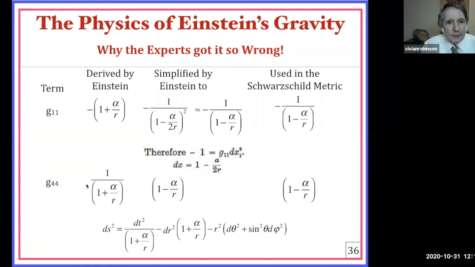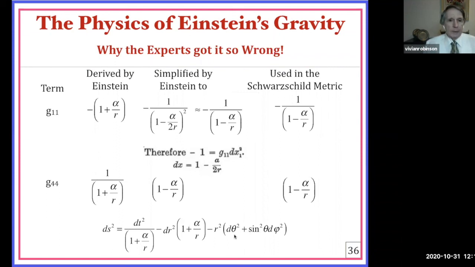Einstein derived G44 equals 1 over 1 plus alpha over r. He wrote it in his paper as the approximation 1 minus alpha over r, which of course, again, when alpha over r is of the order of 10 to the minus 8, is very valid. So this is picked up in this equation here. And that is what is used in the accepted Schwarzschild metrics.